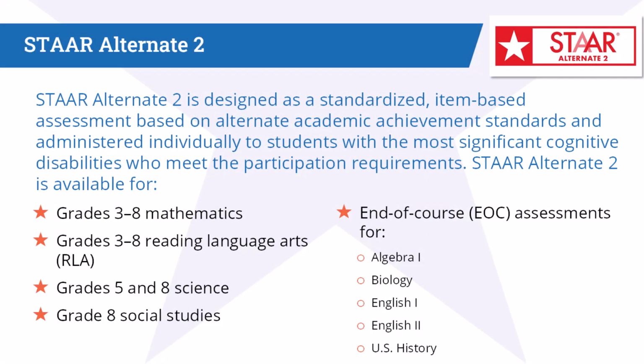STAAR Alternate 2 is an alternate assessment based on alternate academic achievement standards. It is a standardized, item-based assessment administered individually to students with the most significant cognitive disabilities who meet the participation requirements. Students in grades 3 to 12 who meet all participation requirements will take STAAR Alternate 2 at their enrolled grade level, or an end-of-course assessment for which the STAAR Alternate 2 assessment is offered. Students who take STAAR Alternate 2 should not take above grade level assessments.